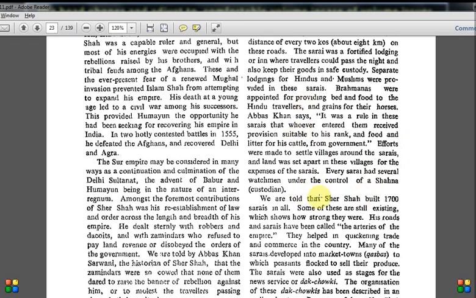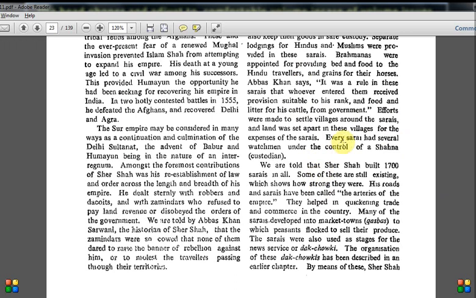Okay, sarais and Shahna. Now we are told that Sher Shah built 1,700 sarais in all. Some of these are still existing, which shows how strong they were. His roads and sarais have been called the arteries of the empire. So these kinds of sentences you can use in your actual mains answer. You will definitely get 1 mark extra than other people. That is why these lectures are important.